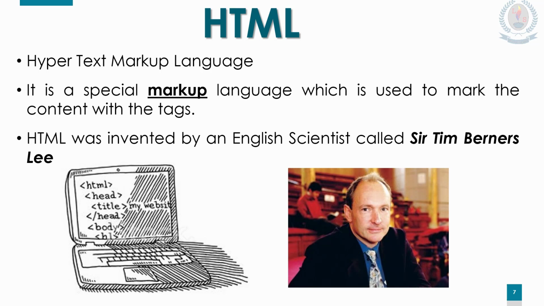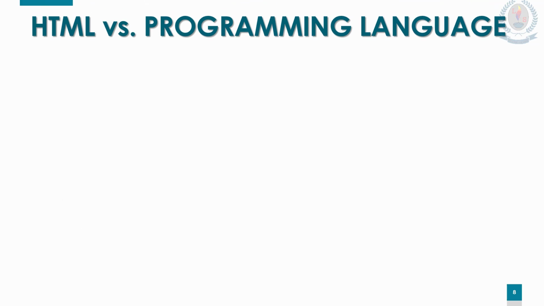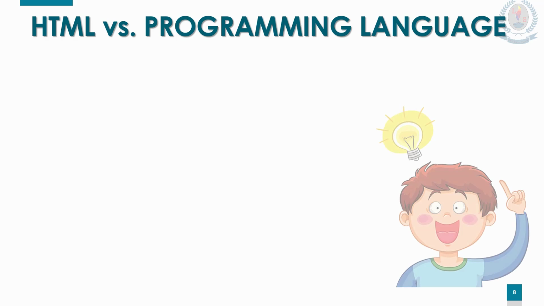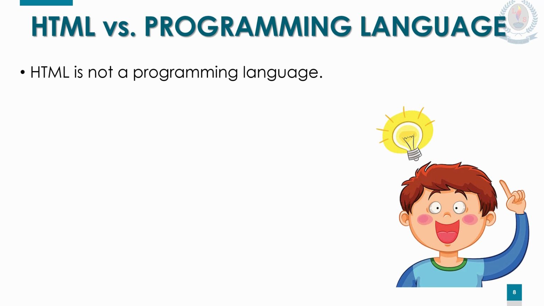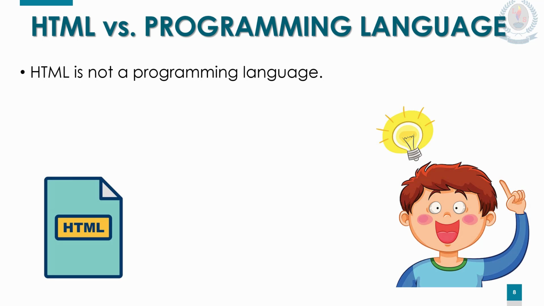And HTML versus programming languages. So what are the other programming languages we know? Java, C++, C#, VB, those are the other programming languages. So HTML is also a language. So we should feel the difference. HTML is not a programming language like that. So it is just a markup language.